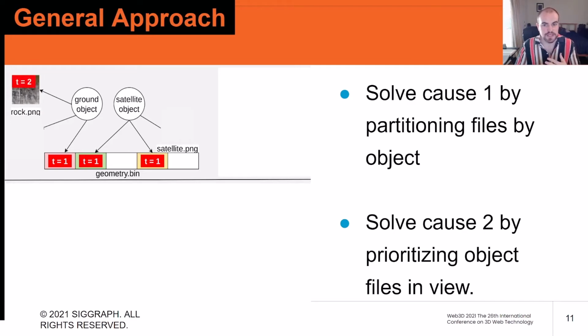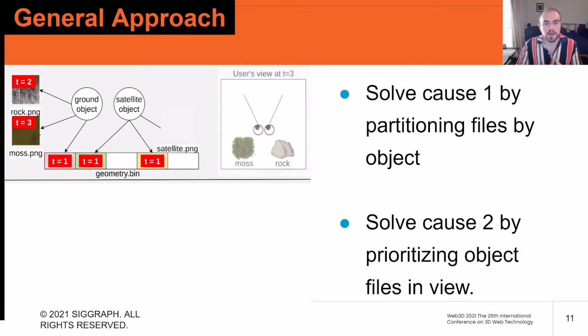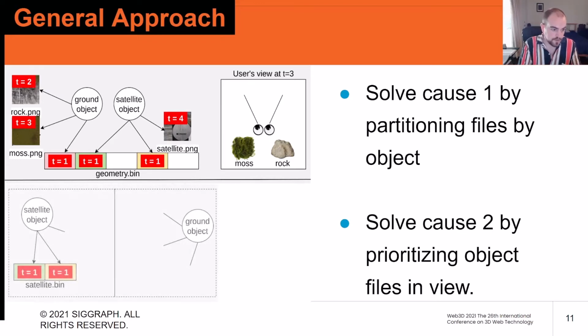Then, because the texture fetching is arbitrary in order, the rock texture for the ground object gets downloaded, and then the moss texture for the ground object. Now we have all of the dependencies for the ground object downloaded, so we can begin rendering it, but the issue is the user isn't looking at it. So this doesn't help us make a correct image any faster than downloading things arbitrarily. The satellite object is then fetched, but much later, so the initial view that you look at is completely incorrect.